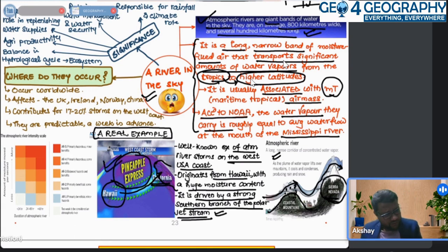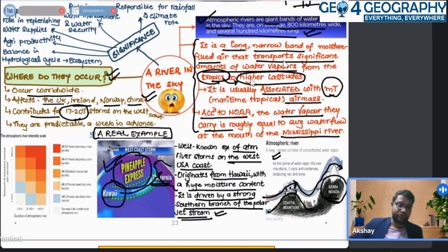Apart from the US, do we find any other example? The answer is yes. Apart from the US, they have a presence worldwide. They affect the UK, Ireland, Norway, China, Europe and the Asian region as well. They contribute almost 17 to 20% of the storms on the western coast of the US and South America.